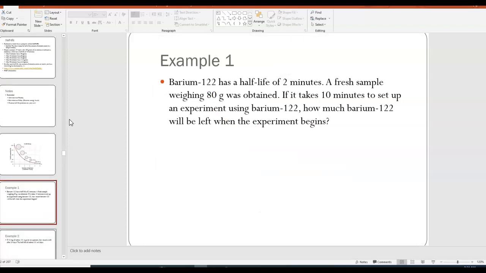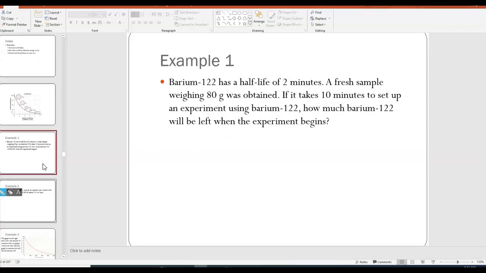So let's do some very basic examples. Example 1. Barium-122 has a half-life of 2 minutes. A fresh sample weighing 80 grams was obtained. If it takes 10 minutes to set up an experiment using barium-122, how much barium-122 will be left when the experiment begins? Okay, so pause it here and see if you can answer this question.